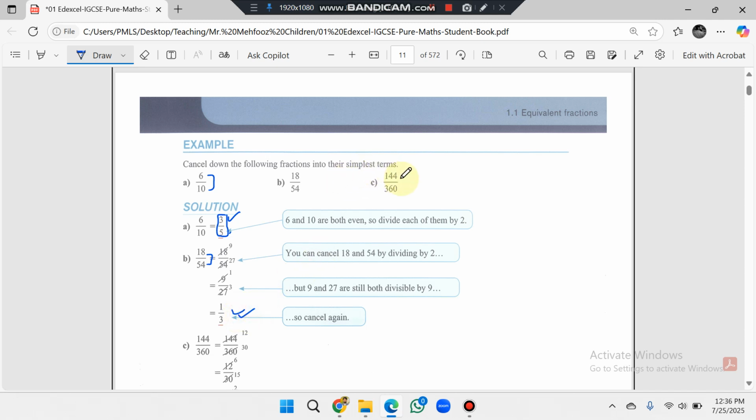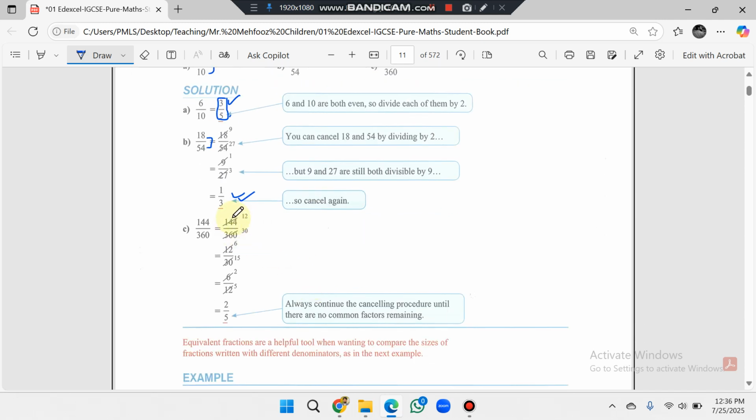The part C is 144 over 360. When you simplify it, you can see that 12 12s are 144 and 12 30s are 360. So its fraction becomes 12 over 30.